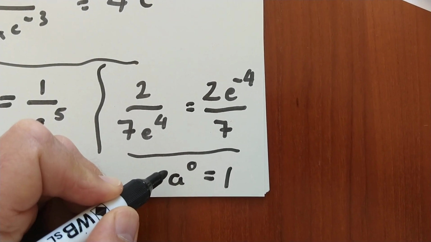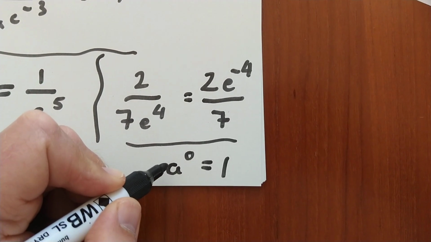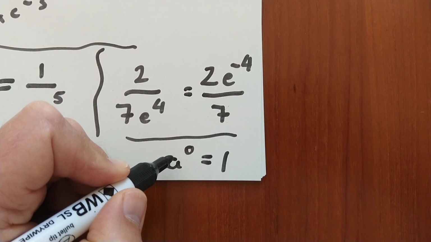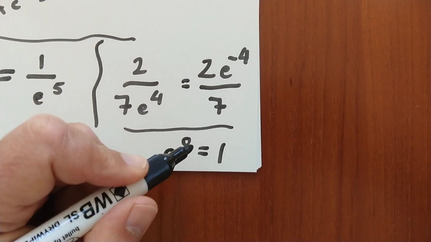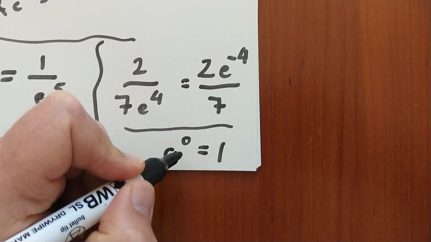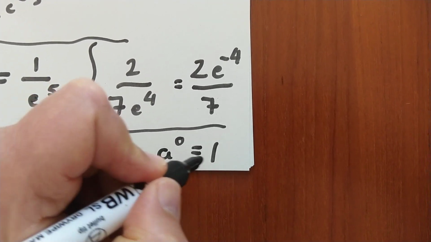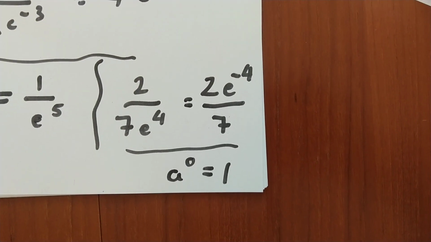Anything to the power of 0, even in brackets, 7,226,000 over pi times x squared root y, close bracket, all to the power of 0, equals 1. Anything to the power of 0 is 1.